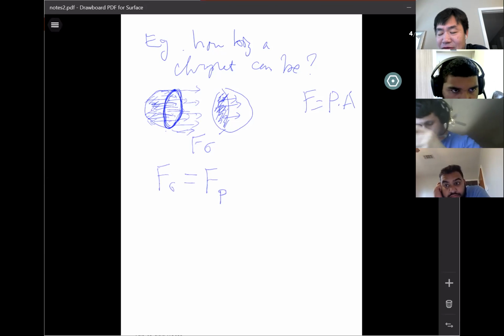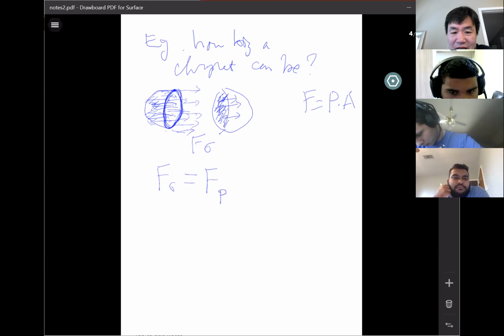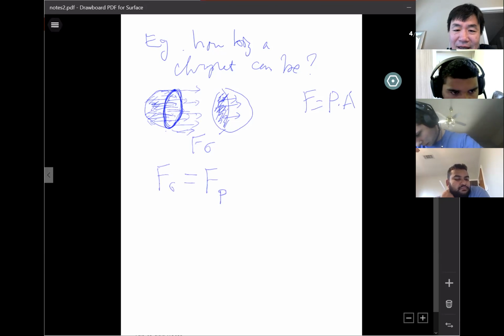You need to remember that: force equals pressure times area. In this class, you're going to deal with pressure a lot. Right now, we're going to deal with pressure and force. So that's the equation. That's the internal pressure basically here, the internal force.